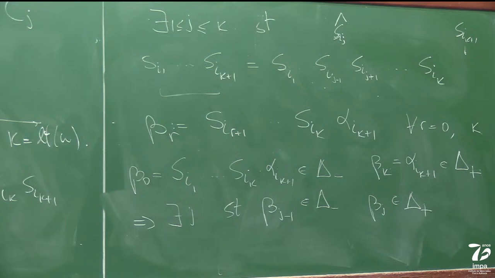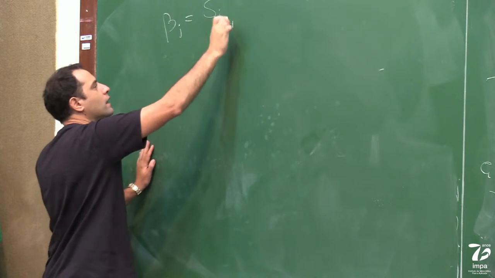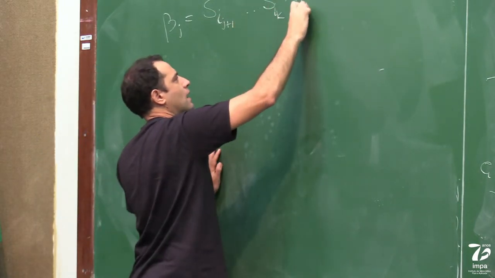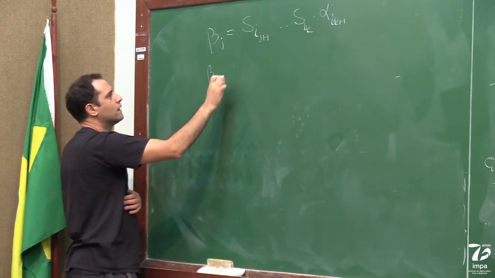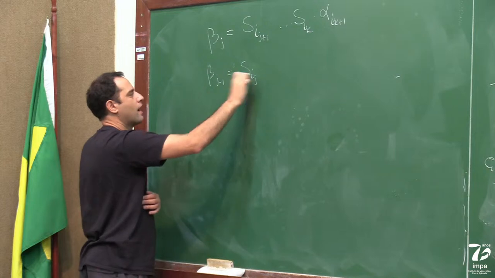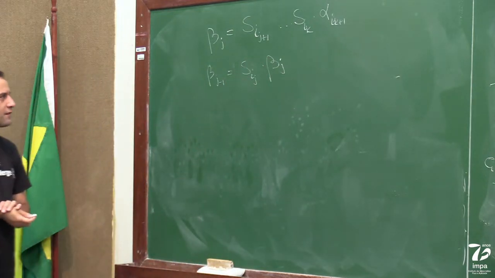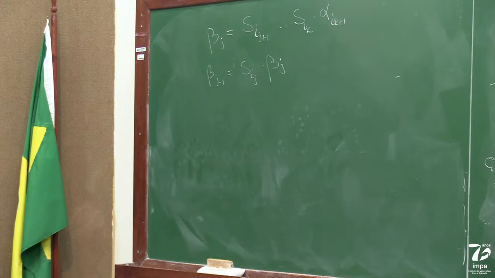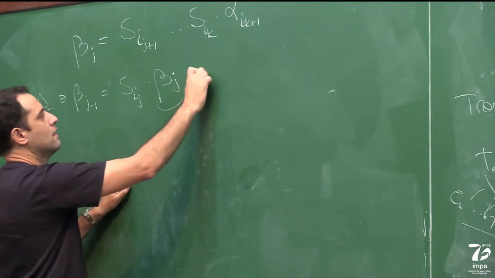Okay. So, notice the definition of this beta j. Do I want to do beta j or beta j minus 1? I'm always like, okay, it doesn't matter. So the definition of this beta j is that you start with j plus 1, you end up in i_k, and you apply it to alpha i_{k+1}. And for beta j minus 1, you start with s_{ij}, and then you apply this thing. So they satisfy this condition. Beta j minus 1 is in delta minus, and this one is in delta plus.